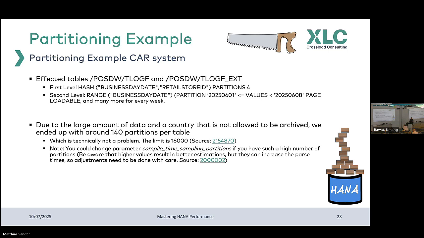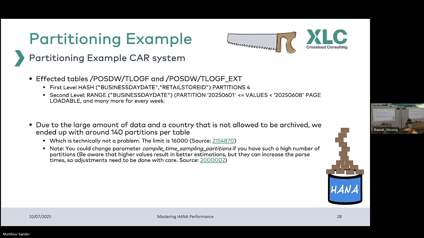And also 140 partitions are not a problem because the limit is 16,000. I have no customer with 16,000 partitions, but some PV systems have tables with 200, 300, 400 partitions. But normally, if your tables are so big, you should think about data archiving, data reduction, maybe deleting some data, because that's a very, very high amount of partitions.